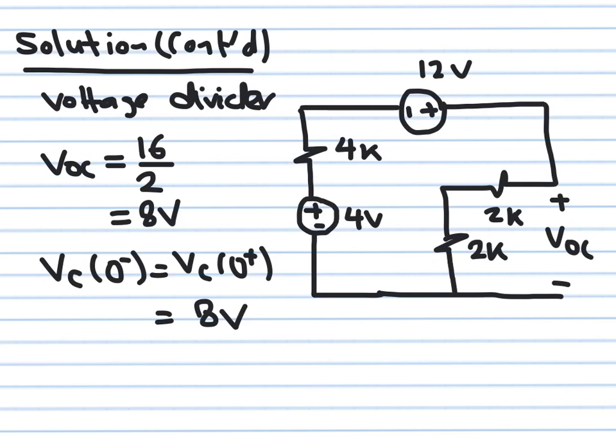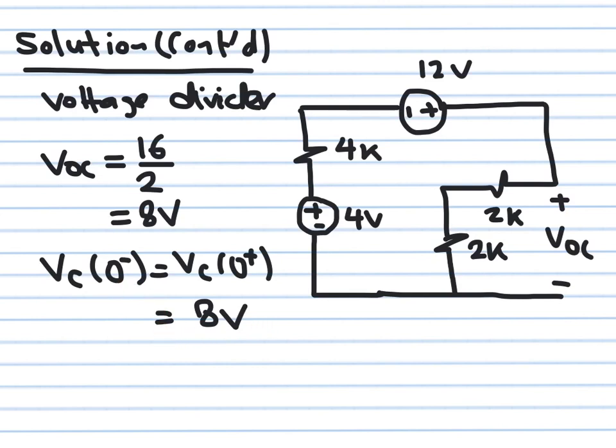So we know now that the open circuit voltage, which is the capacitor voltage at time t equal to 0 minus, just before we close the switch, is going to be equal to 16 divided by 2. Why did I divide by 2? Because the voltage division is 1/2. This is 4k and this is 4k. So we know now that the initial condition is 8 volts.